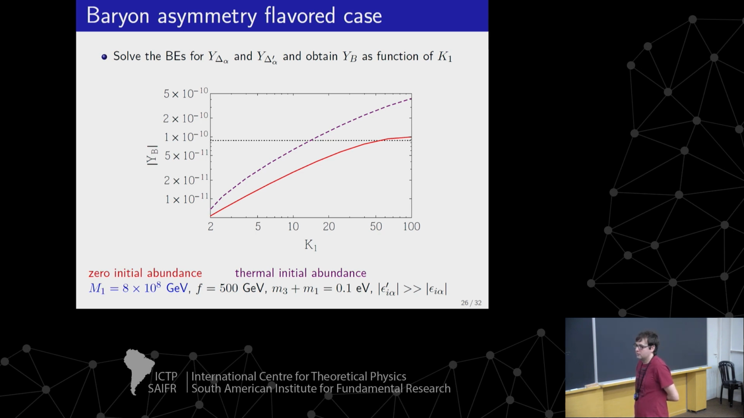Just a question. This washout factor is computed at some temperature, right? Is it the decoupling temperature or what? So this K is at the temperature equal to the mass of M1. So temperature equals the mass of N1. That's why it's called K1.